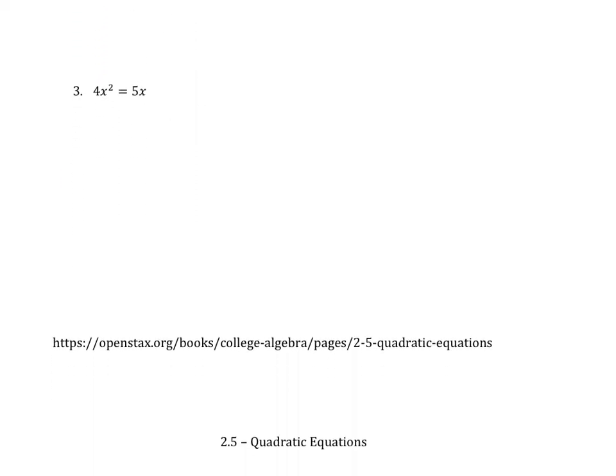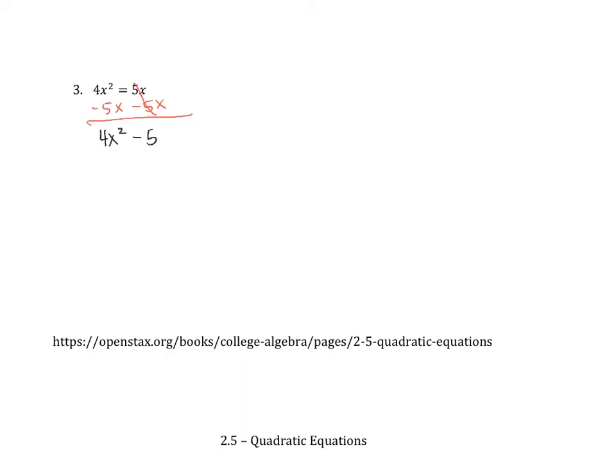All right, number 3. Same directions, we want to solve by factoring. If we're going to factor, we need everything to be on the same side and have it set equal to 0. So I'm going to subtract 5x from both sides. So I'll have 4x squared minus 5x is equal to 0. And now we want to factor.